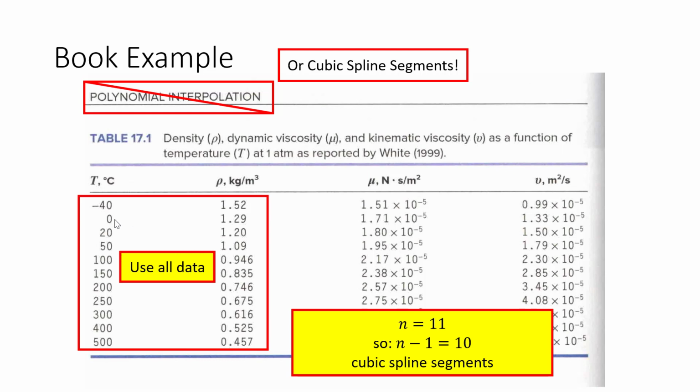So there's 10 cubic spline segments in this example, and the first segment is going to be between -40 and 0, and the second segment between 0 and 20. We'll focus in on that node right there to see how the transition of the splines looks. And then there's going to be a spline between 50 and 100 at that 75 location that we're interested in.